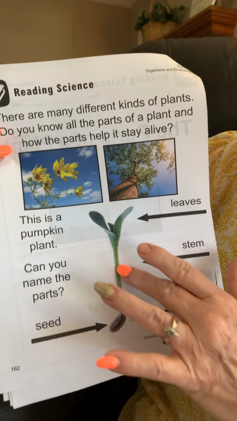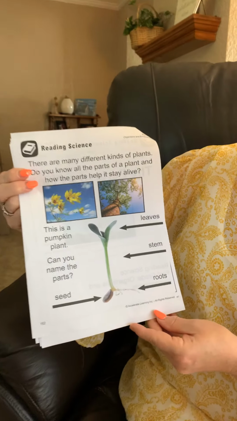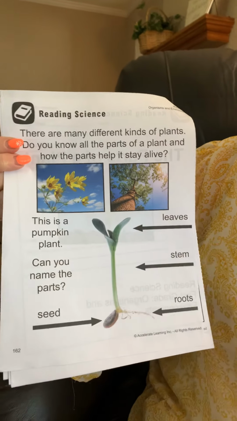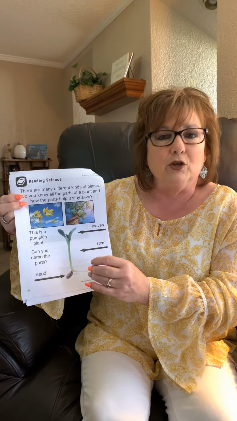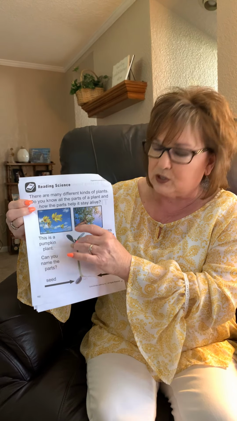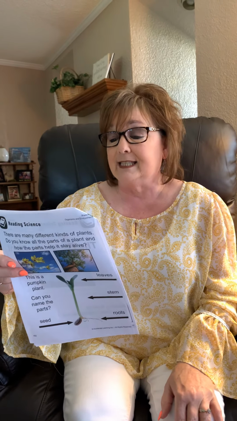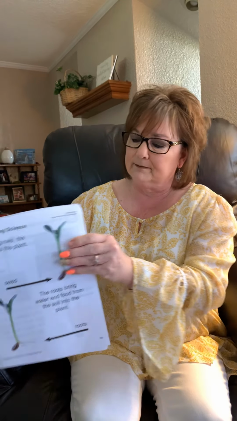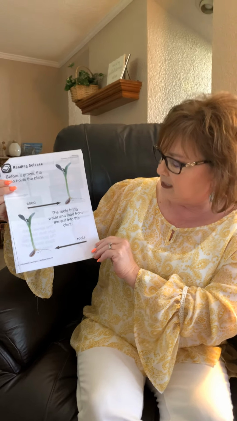And then comes the stem. The stem is like the stick or the body that holds the plant together. And then you get the leaves. Some leaves are different looking than other leaves. These leaves right here are going to draw the moisture and the nutrients from the seed through the stem and the roots all the way up to the leaves. Before it grows, the seed holds the plant. The roots bring water and food from the soil into the plant.